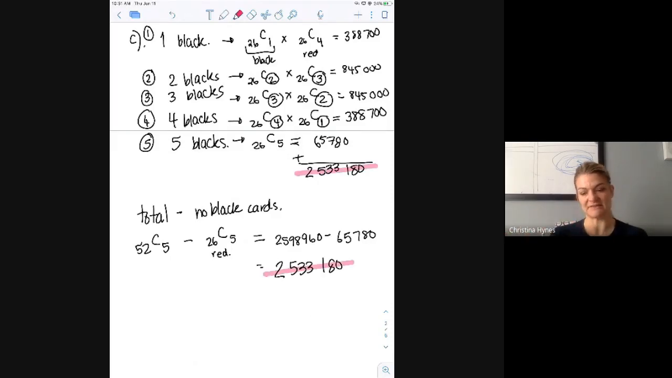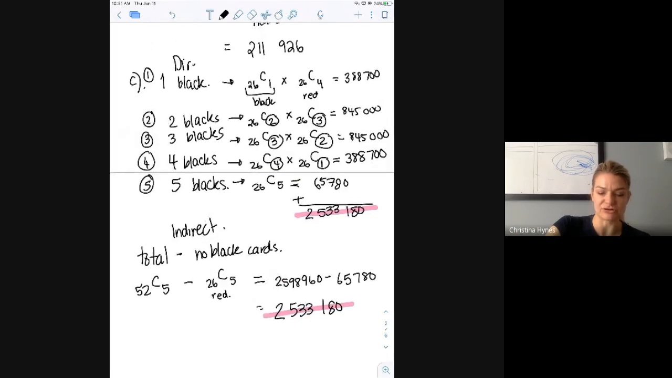So as you can see, this is the fast way. This is doing something called an indirect method. And this is the direct method, where you're doing exactly what they're asking for.